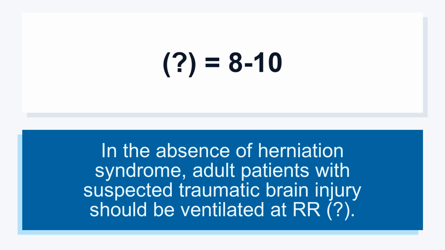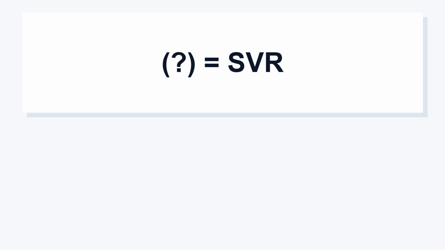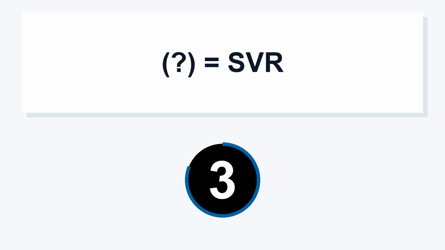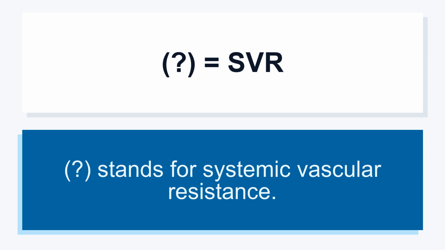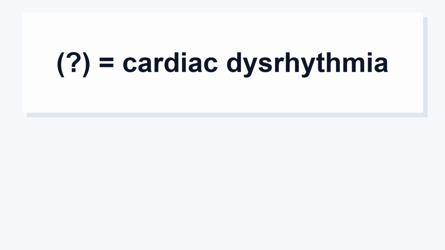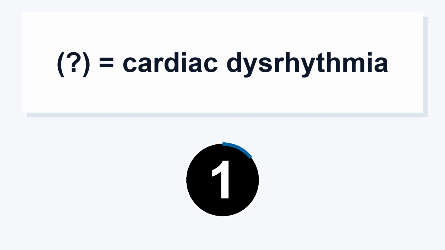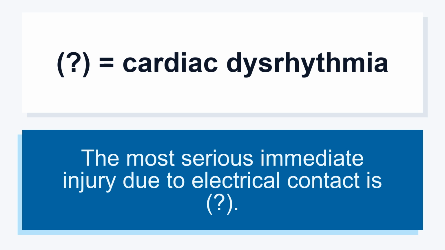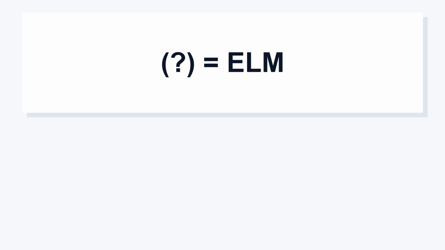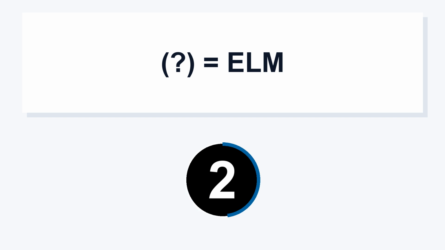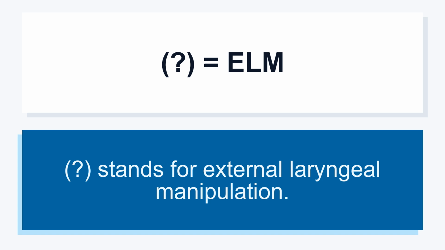In the absence of herniation syndrome, adult patients with suspected traumatic brain injury should be ventilated at RR, equals SVR. Stands for systemic vascular resistance. Equals cardiac dysrhythmia. The most serious immediate injury due to electrical contact is, equals ELM. Stands for external laryngeal manipulation.